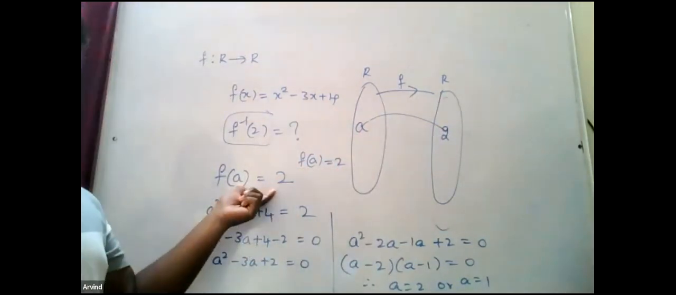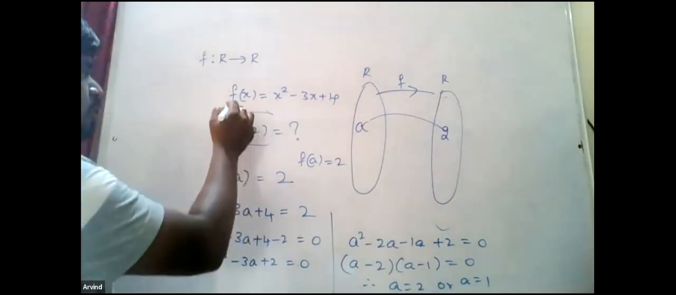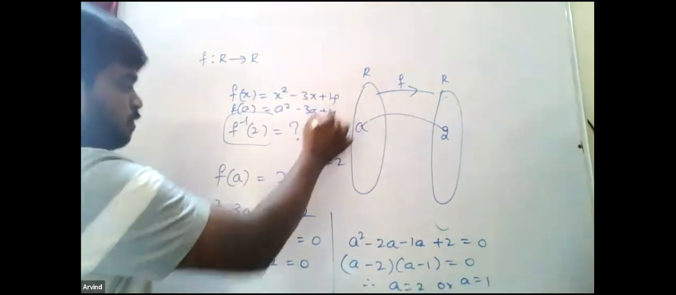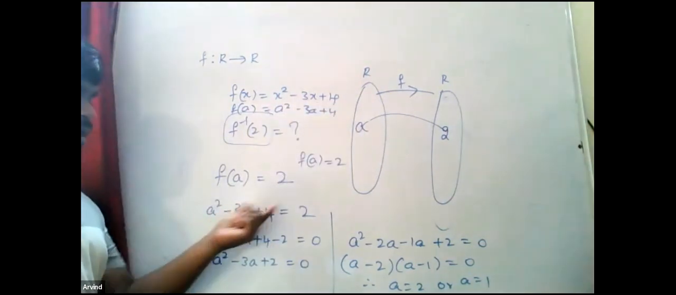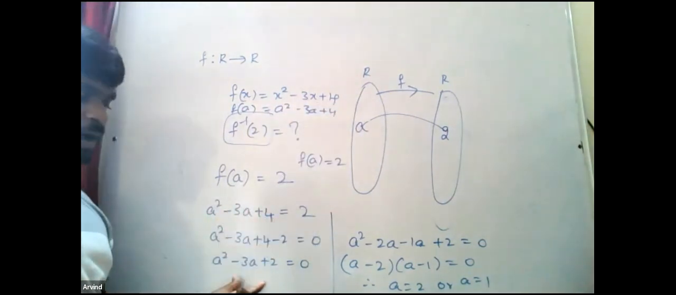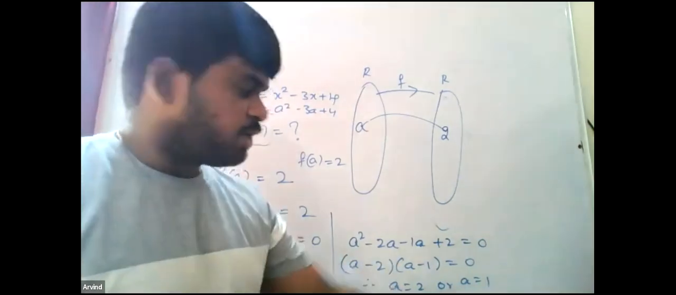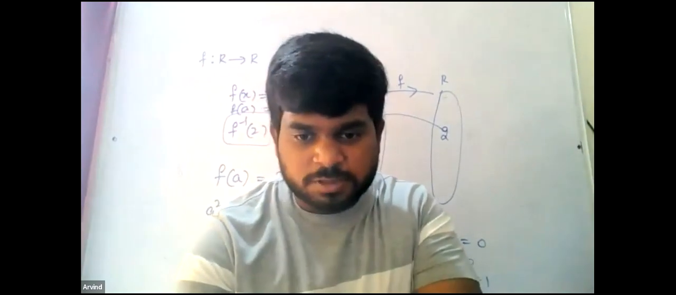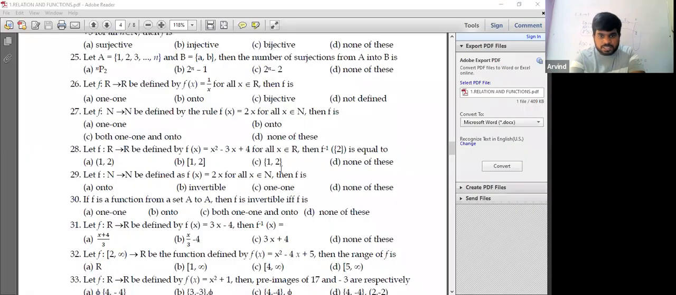So f of a: wherever there is x, put a. a square minus 3a plus 4 equal to 2. Get this 2 to this side, you get a quadratic equation. Factorize it, a is equal to 2 or a is equal to 1. Therefore the correct option is option C. 1, 2 is a set of elements. f inverse is a set.